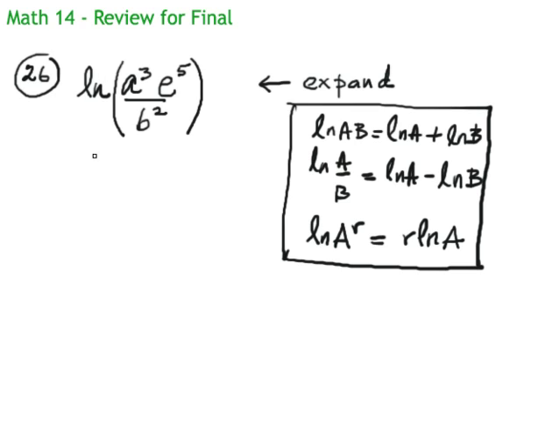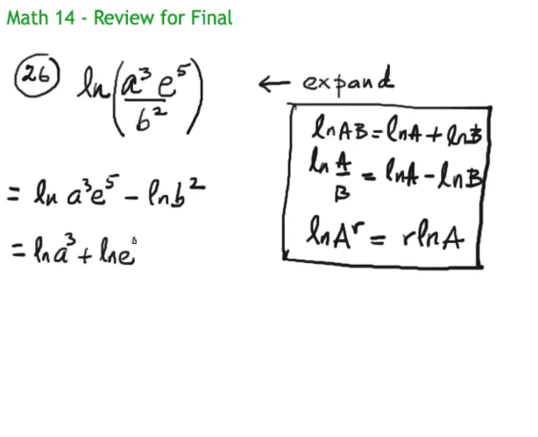All right, so let's start with expanding. First, let's do ln of numerator minus ln denominator. So we're using the second log property. And now let's expand ln of this product using the first rule. So we'd have ln of a cubed plus ln of e to the 5th. So we have ln a cubed plus ln e to the 5th minus ln b squared.